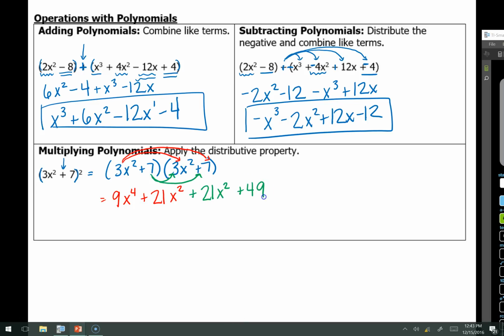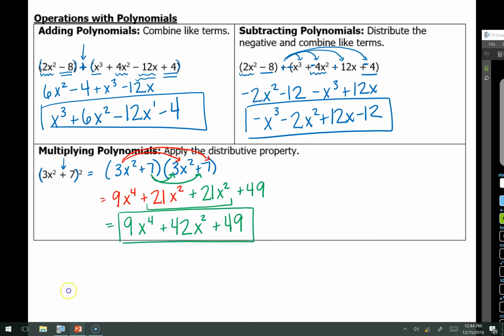Now I do need to combine some like terms here. I have these two like terms. So let's see, we have 9x to the fourth plus 42x squared, and then there's that plus 49 constant on the end. So that is fully multiplied and it's in standard form, so I don't need to do much more with it.